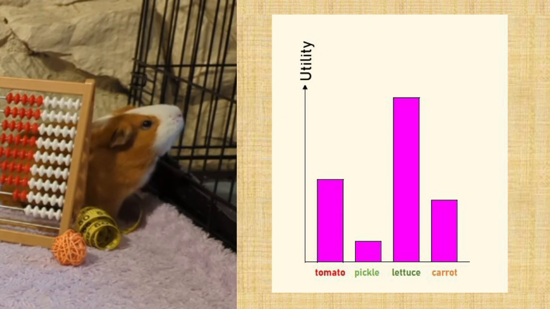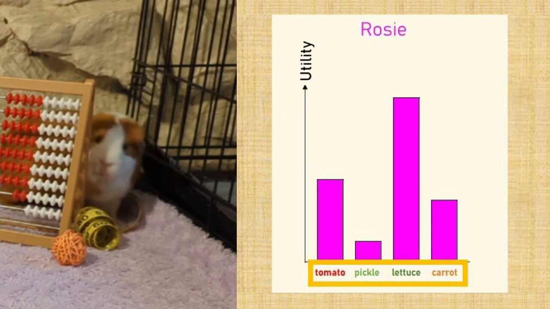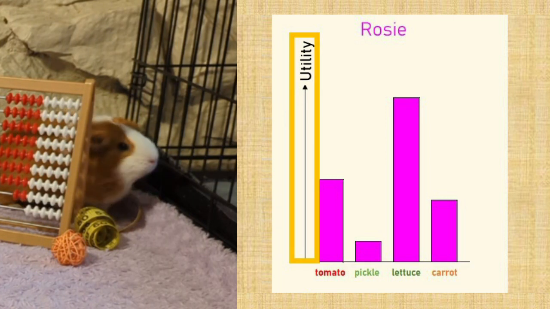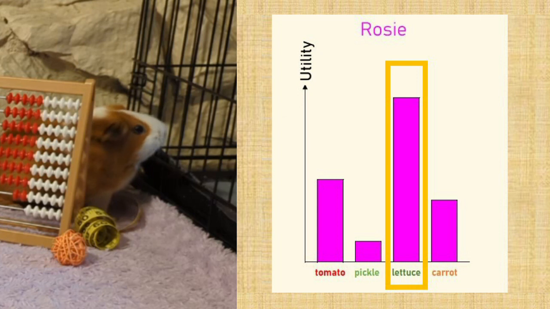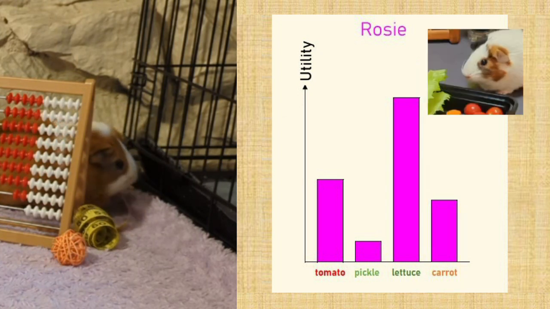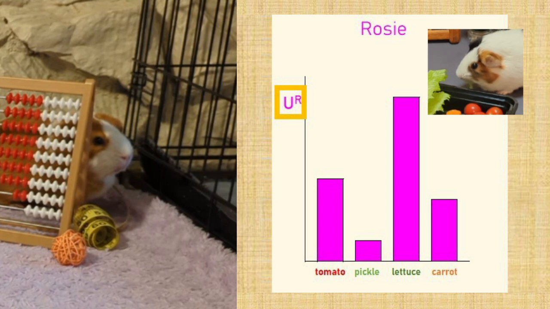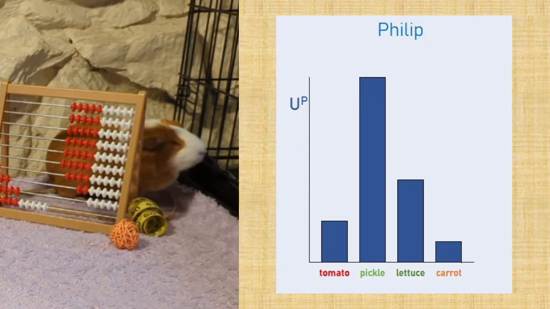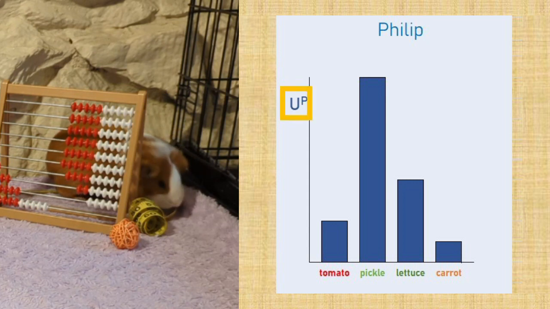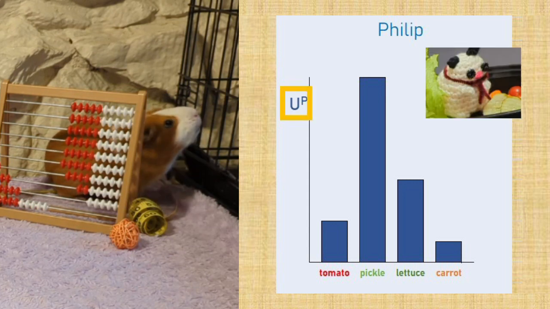So, this is a graph of how much Rosie likes different vegetables. The y-axis shows you how many utils she receives from eating one piece of each different type of vegetable. To make sure we remember that her utils are specific to her, we will label it U superscript R. This other graph shows you how much Philip likes vegetables. His y-axis is labeled U superscript P because his graph measures his utils.